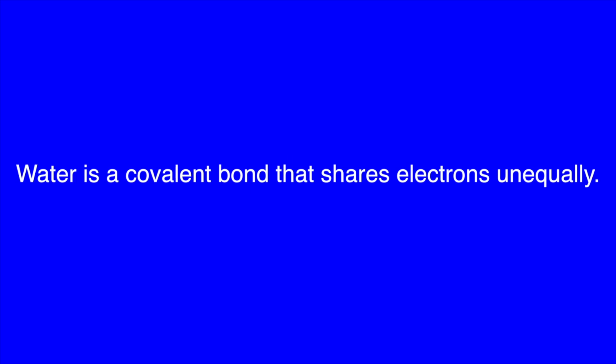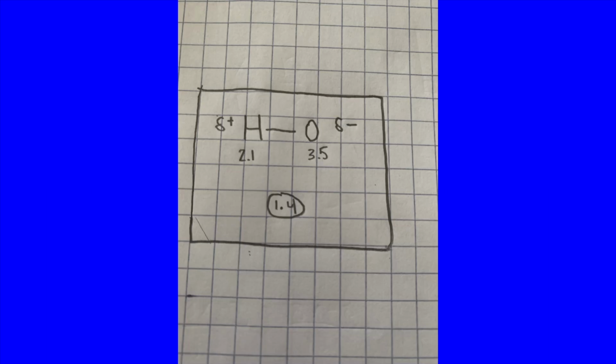Water is a covalent bond that shares electrons unequally. So this is a bond. Hydrogen has an electronegativity of 2.1 and oxygen has 3.5, giving it a difference of 1.4. Therefore the bond is polar because it is greater than 1.